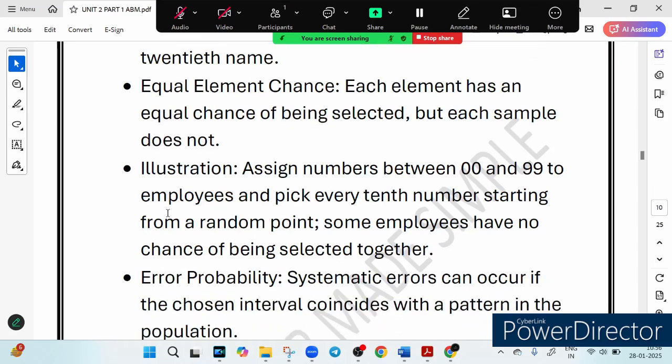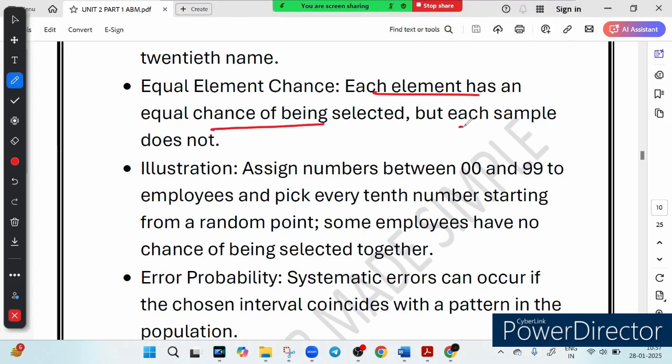But there is a twist. The twist is that while every individual has an equal chance of being picked, not every combination of people can be in the sample, isn't it? Every element has an equal chance of being selected, but each sample does not. Again, every individual has an equal chance of being picked, but not every combination of people. Picture it like this: you assign numbers from 0 to 99 to the employees and select every 10th number starting at a random point, right?